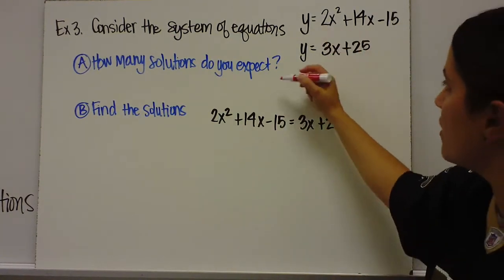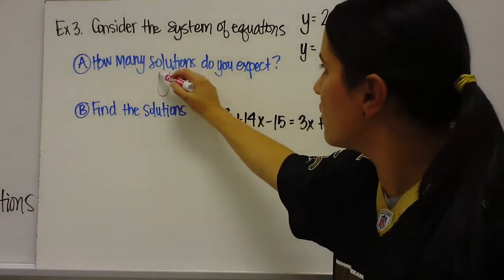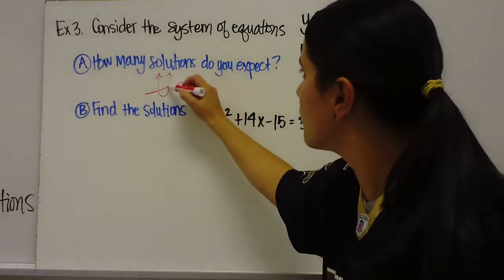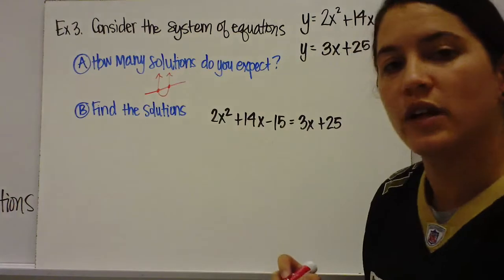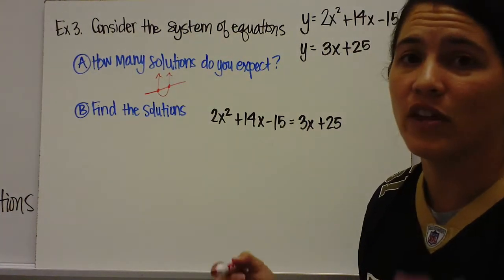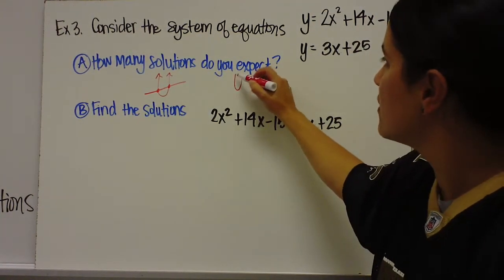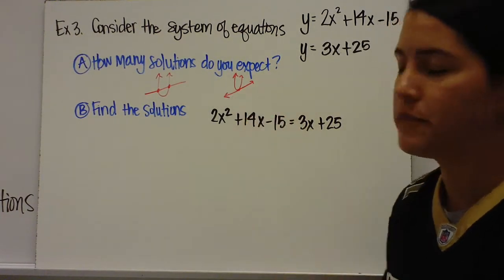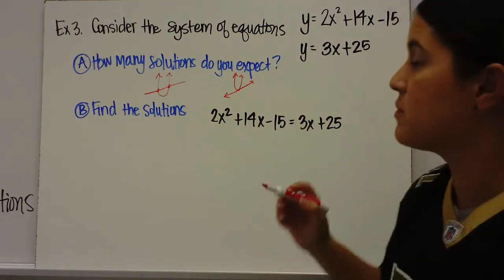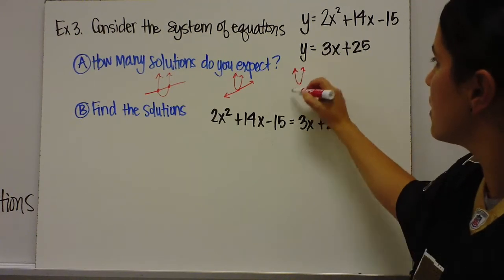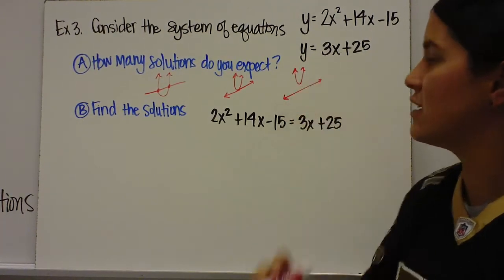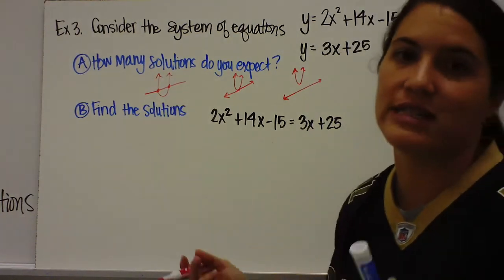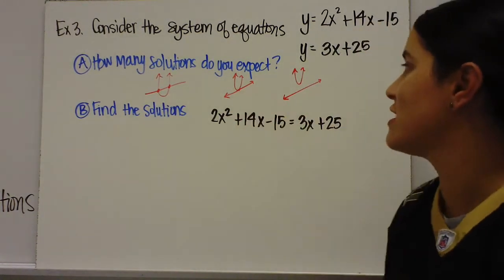This is concave up, so my quadratic would look like that parabola, and then I have a linear that would go through it. So I would expect 2. It's possible that you could have one solution if it intersects only at one point, or it's possible to have 0 solutions if they didn't intersect at all. We would expect 2 solutions. However, you could have 1 or you could have 0.